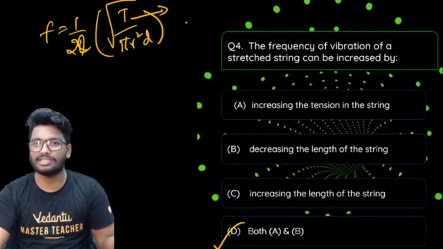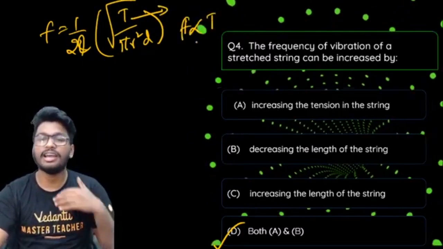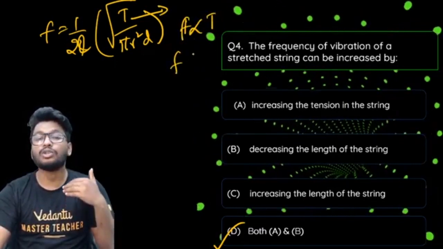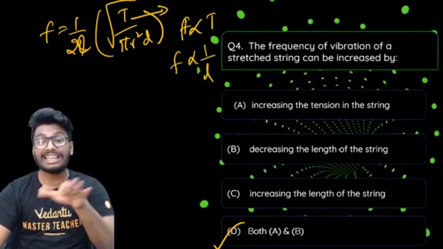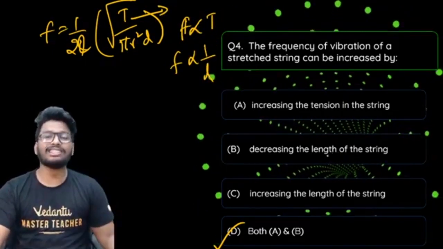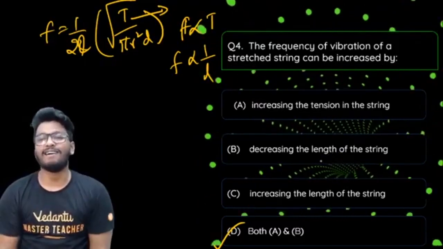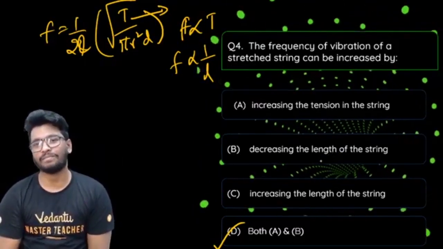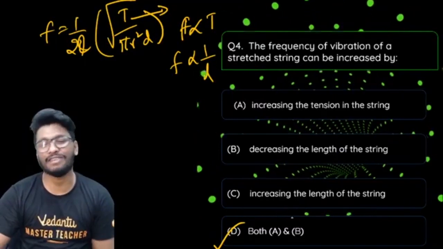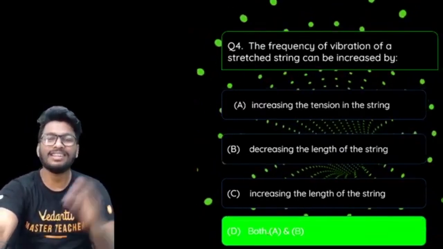So if you increase the tension, because F is directly proportional to tension, and F is also inversely proportional to the length as well. So if you decrease the length or increase the tension, you can increase the frequency of vibration. So the right answer is option number D, right, people? So that is the answer.